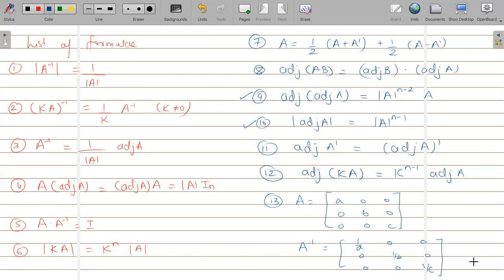This even you can add in that list of formulas you had. Yes, sir. You had made a book, right, or did you give a fake one? Yes, sir, I have made it. Then add it.